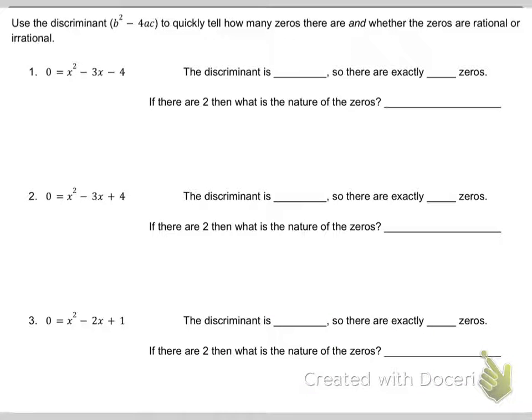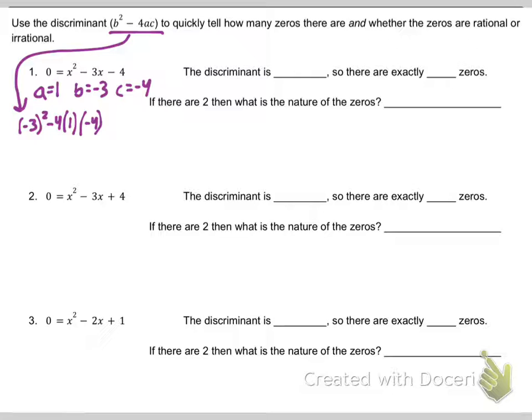First off, use the discriminant b squared minus 4ac to quickly tell how many zeros there are. Notice we're not looking for the solution. We just want to know how many zeros there are. If a is 1, b is negative 3, and c is negative 4, then I'm going to plug this into the discriminant, b squared minus 4ac.